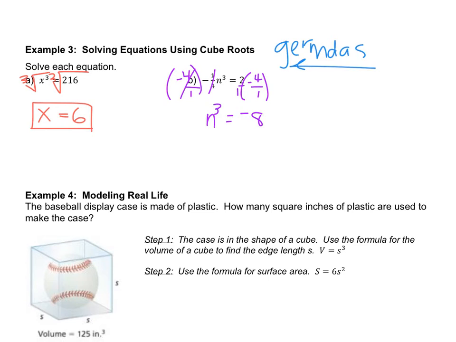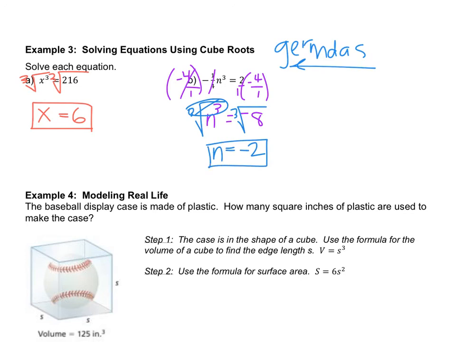So now I'm going to cube root both sides to make the exponent go away. So these cancel out. I just have n, and the cube root of negative 8 is going to be negative 2, because negative 2 to the third power, or negative 2 times negative 2 times negative 2 is negative 8. So there's my answer for letter B.